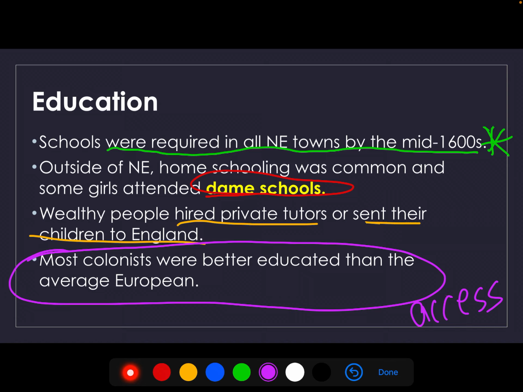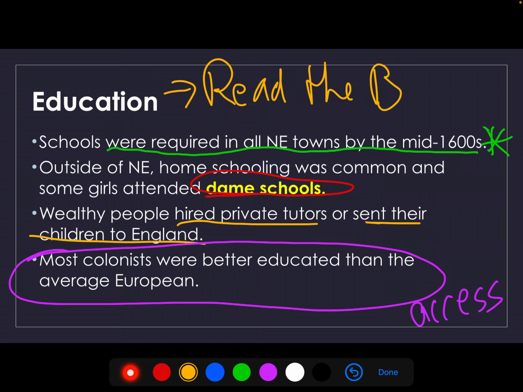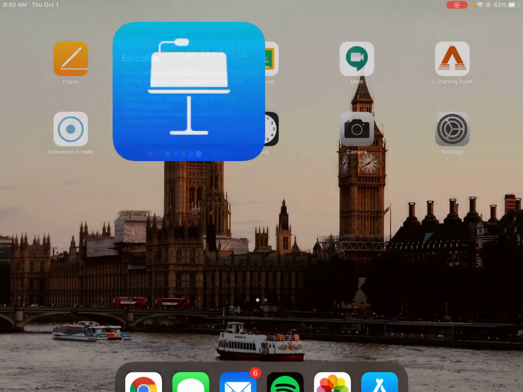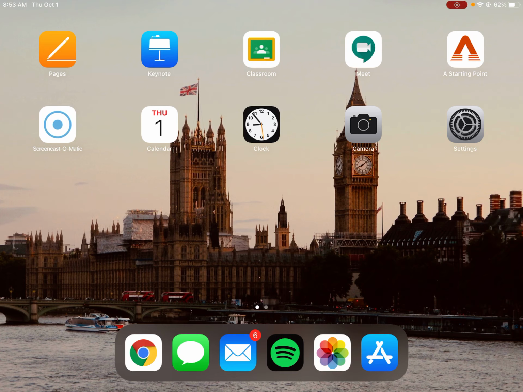Most colonists ended up better educated than the average European because they just had more access. That's the thing, is that the colonists just had more access to education than your average European did. Europeans, your average person, they're not going to college. They're not going to school. But the colonists are. They are getting at least some kind of education. And the whole reasoning behind this is for people to be able to read the Bible. That's why.